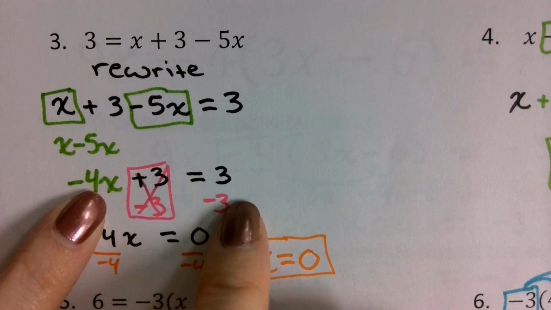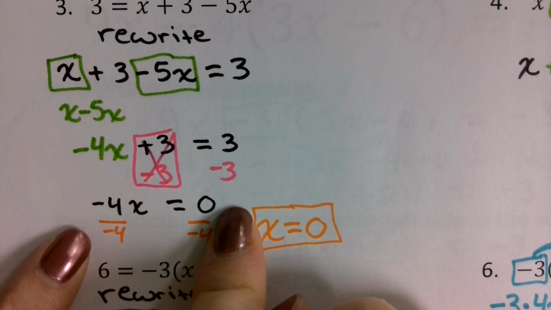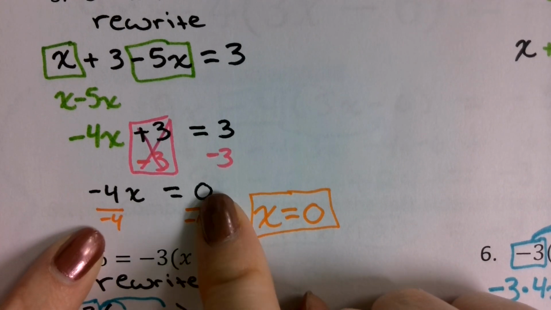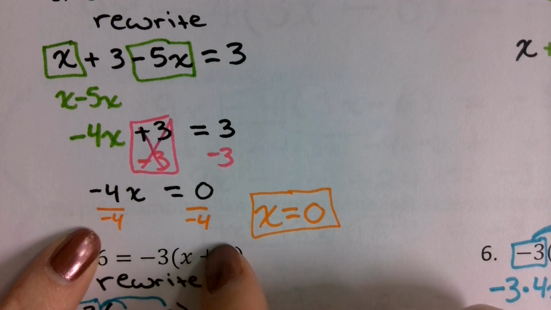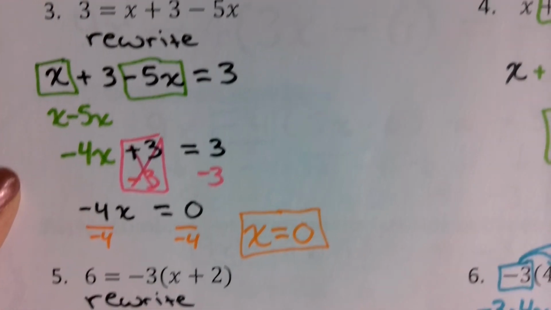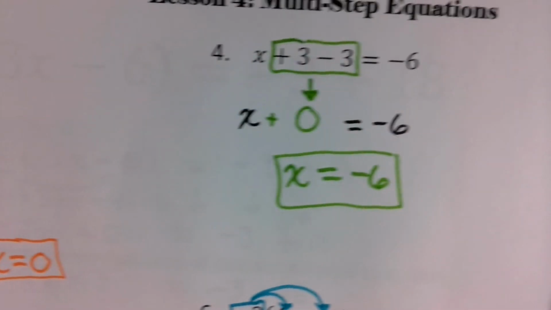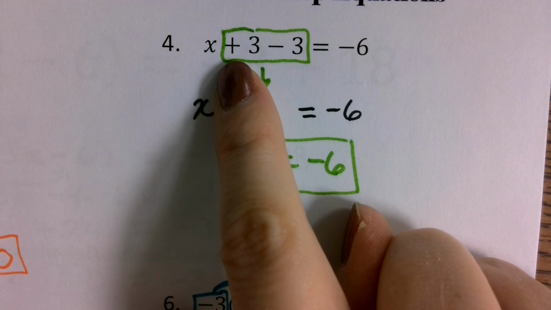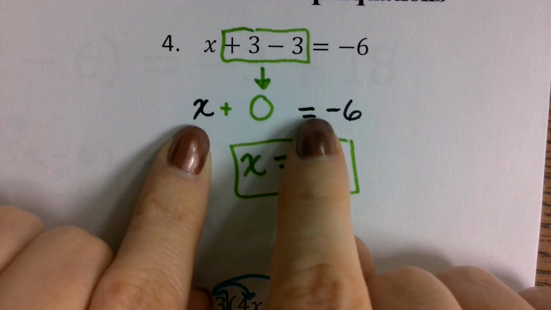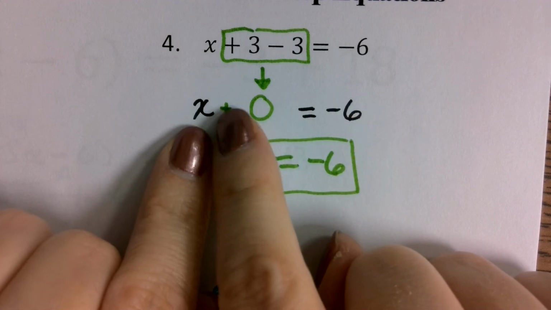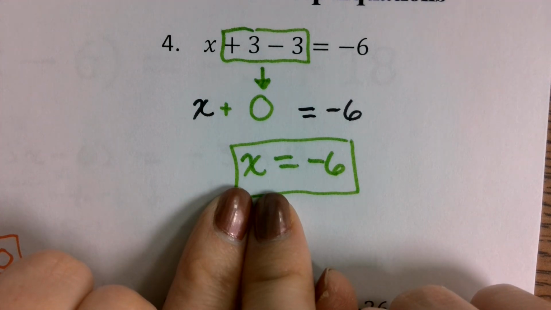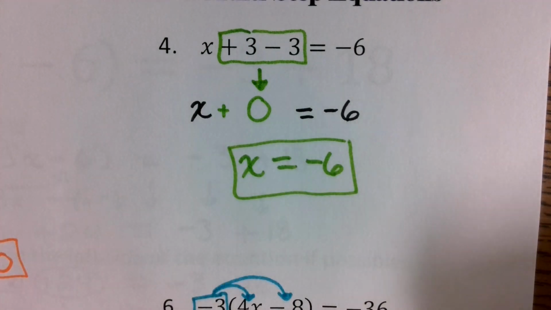When I subtract 3 from both sides, I get 0. So I now have negative 4 times x equals 0. Well, if I divide by negative 4, anytime you do 0 divided by a number, you get 0. So x is going to be equal to 0 in this case for problem number 3. Number 4 is a real simple one too. When you combine like terms, 3 minus 3 comes out to 0. So you're now left with x plus 0 is equal to negative 6. Well, anytime you do a value plus 0, it's just that value. So you have x already by itself. So x is equal to negative 6.